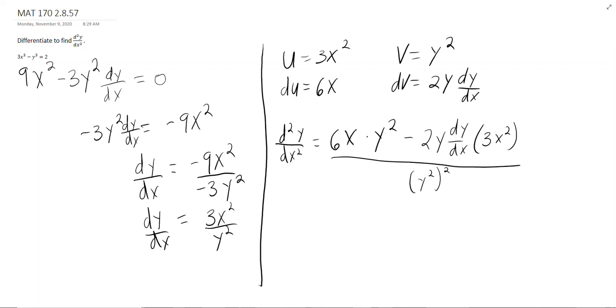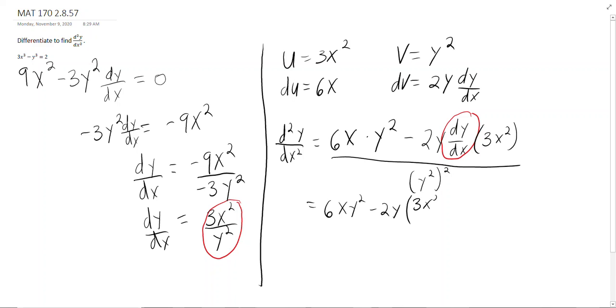Okay, now to finish, we do not want to leave our answer with this dy over dx term right here. Instead we're going to use substitution because we know from our previous work that dy over dx is 3x squared over y squared. So we can go ahead and make a substitution and do some algebraic simplifying. So here we have 6xy squared minus 2y times dy over dx, which is 3x squared over y squared, and then we still have our 3x squared term here. And then all of that divided by y squared squared is y to the 4th power.